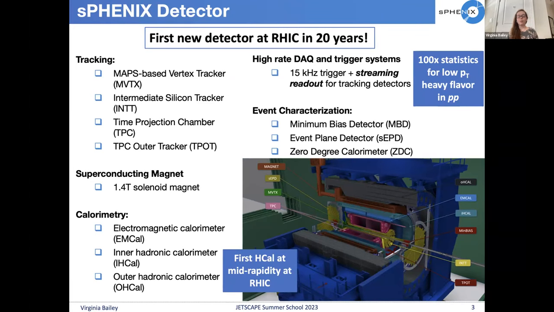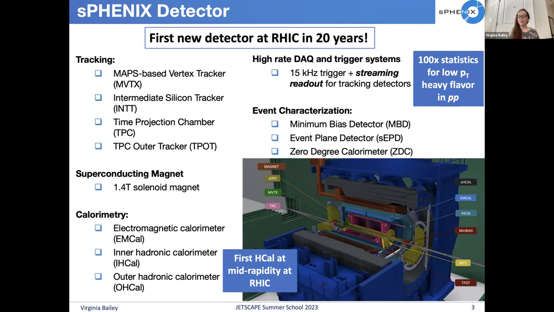We also, of course, because we want to study all of these probes of the QGP, we need to have a really high rate data acquisition and trigger system to allow us to collect high statistics data, especially for rarer probes. And so sPHENIX actually has a hybrid readout system. So we have this 15 kilohertz trigger readout, which can be triggered using either a minimum bias trigger, or we also have triggers for things like jets, which are especially important for proton-proton collisions. And then the tracking detectors can be read out in streaming mode.